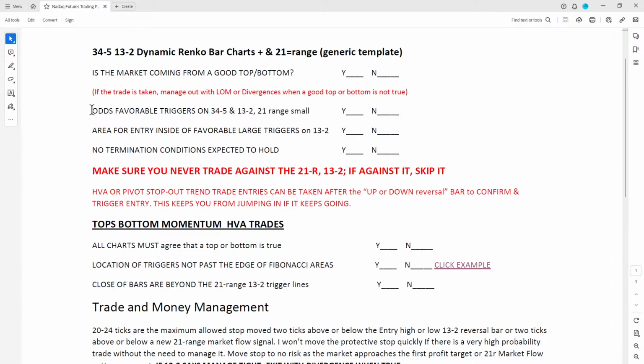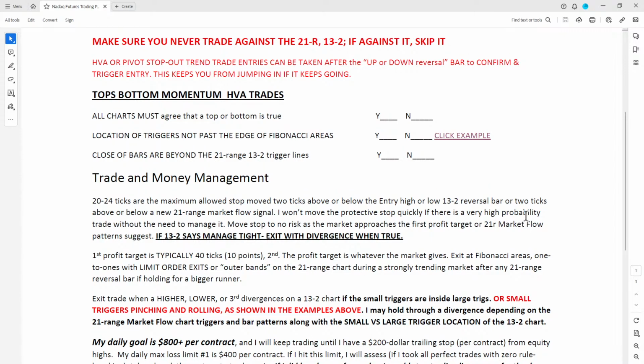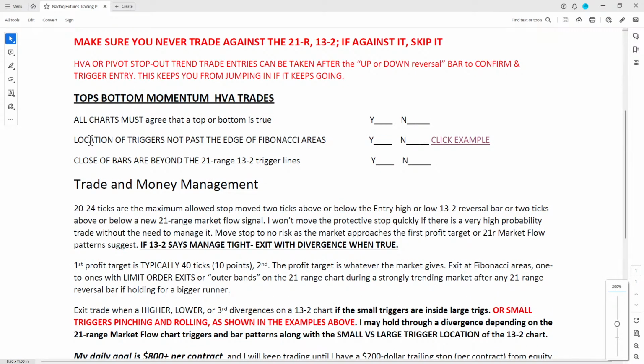The only difference is that I have the third chart, and the 21 range small triggers have to agree with the trade on the NASDAQ. That has to agree. Now, the other thing, again, I think you'll make more money doing these trades than you will trend trades on the NASDAQ. You have to really work on your momentum and high volume area gain if you're going to trade the NASDAQ.